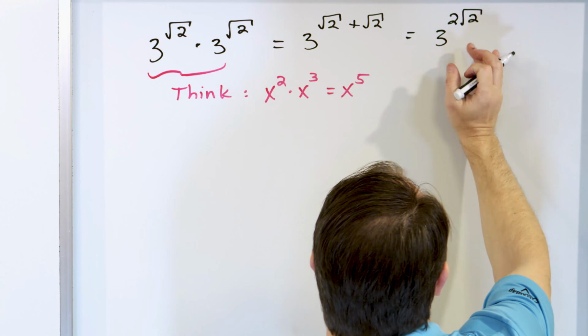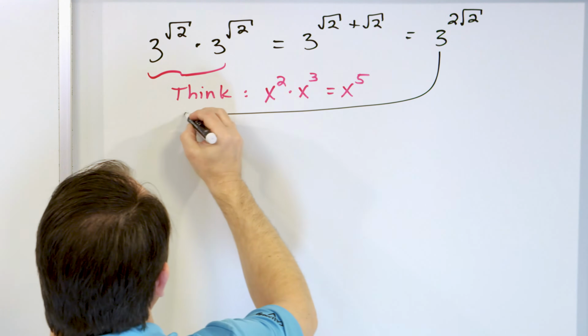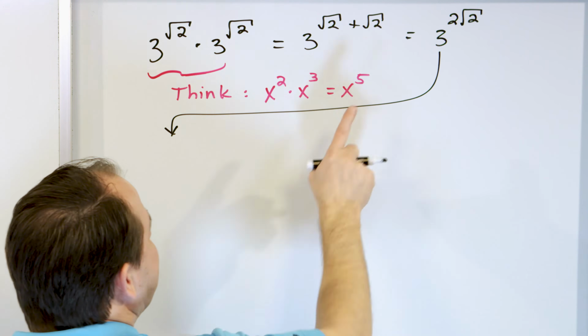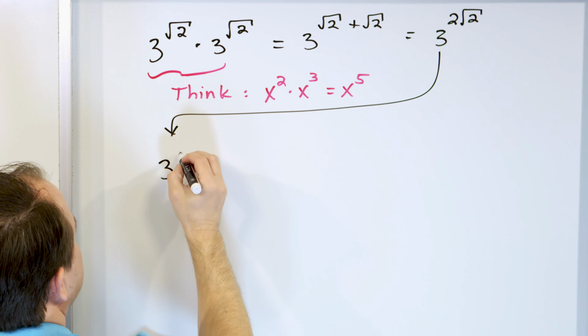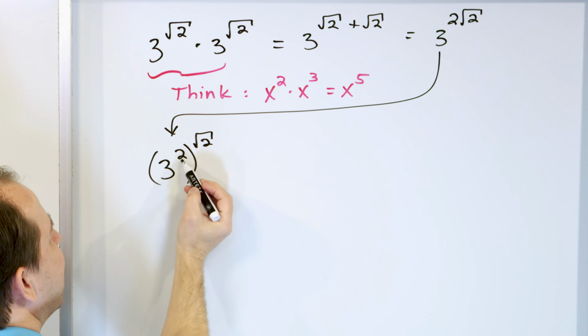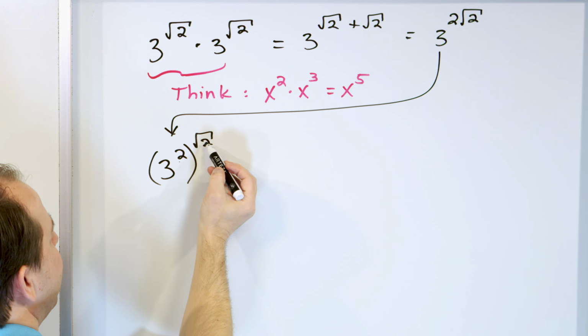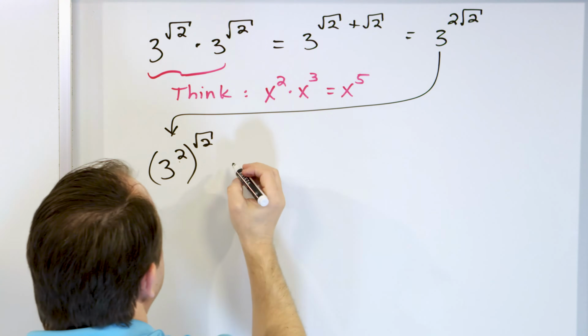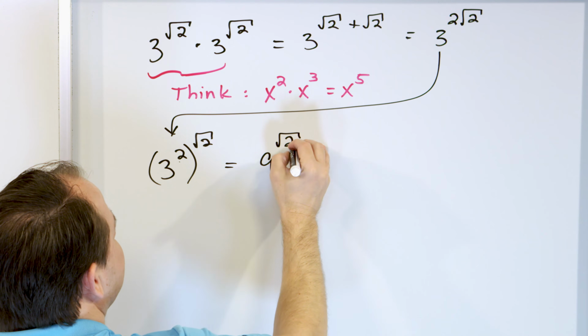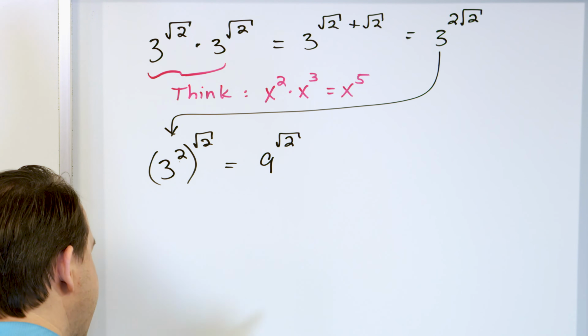Now I can leave this as the final answer. But I want to go a little step further and try to simplify it if I can. I can write this as 3 squared raised to the square root of 2. How can I do that? Because when I have a power raised to a power, I multiply them. That gives me what I have here. But I know that 3 squared is 9, raised to the power of the square root of 2. Okay? And that's the final answer.